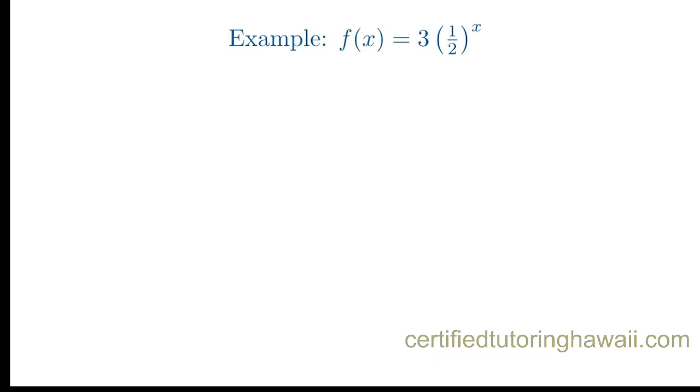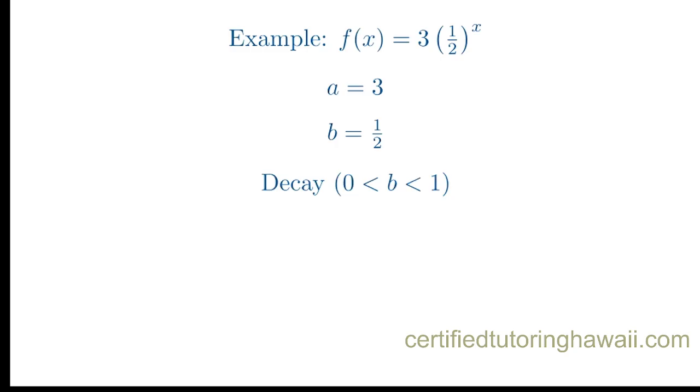First, let's identify the key characteristics. What is the initial value, a? The initial value, a, is 3. This means the y-intercept is at the point 0, 3. Next, what is the base, b? The base, b, is 1/2. Is this a growth or decay function? Since 1/2 is between 0 and 1, it's a decay function. Because b is less than 1, we have exponential decay. The graph will be decreasing.